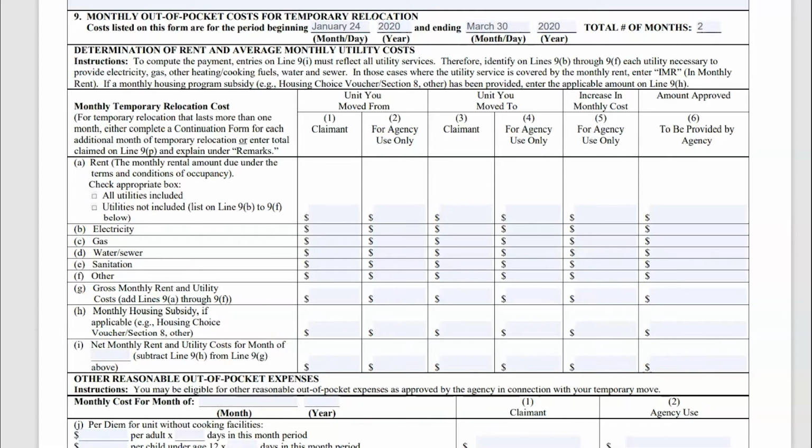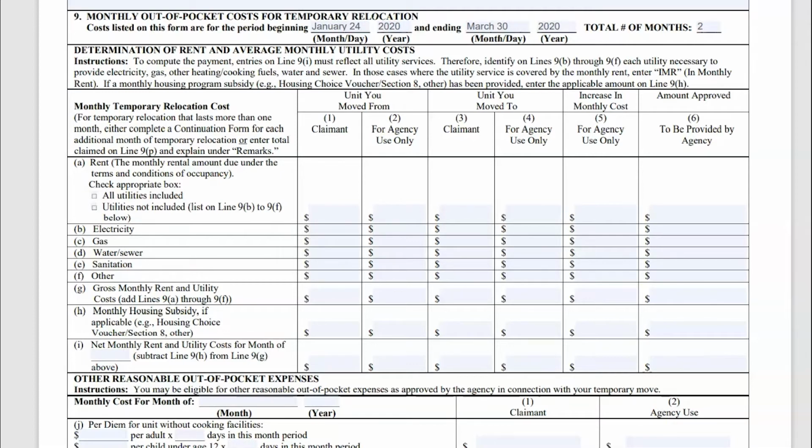Then the claimant should indicate for both the unit that they moved from and the unit that they moved to if all utilities were included in the monthly rental amount. If all utilities were not included in both units, 9B through 9F must be completed.